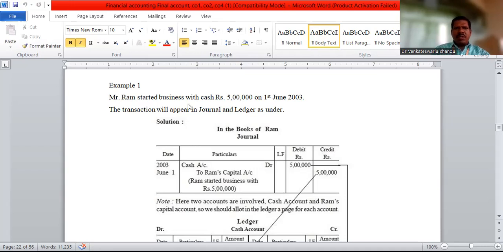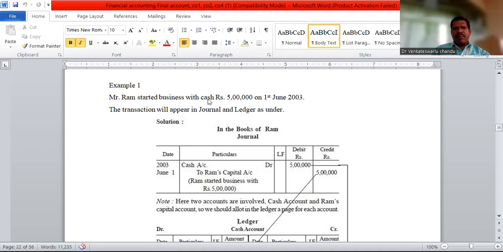Mr. Ram started business with cash of rupees 5 lakhs on 1st June 2003. For this transaction, we have to write the journal. Mr. Ram is the personal account, cash is the real account. So one personal account and one real account is involved. Previously we discussed journal entries. According to the personal account rule, debit the receiver and credit the giver. Mr. Ram invested money in the business, so he is the giver. So Mr. Ram's account shows credit.